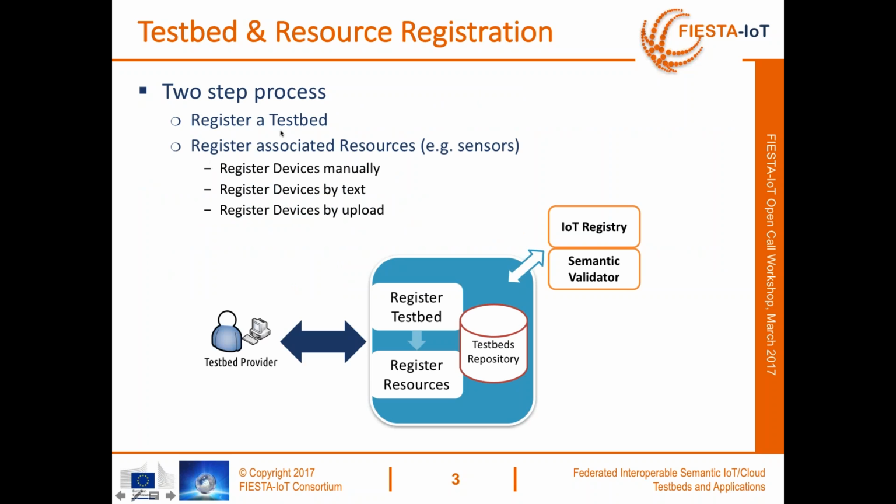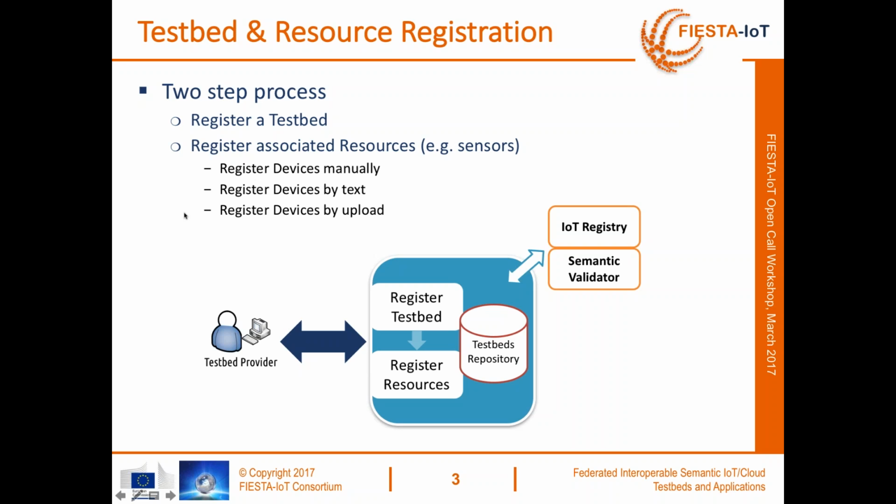Now, registering the resources can be done in three ways. You can do it manually. You can do it by inputting the text. You can register multiple resources by entering the text into the UI. Or you can upload a file if you have an annotated resource description file. You can use that and upload it in order to register the resources.